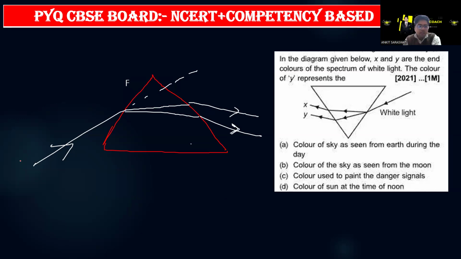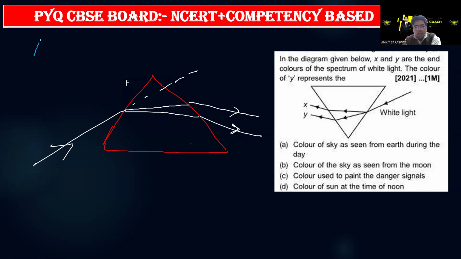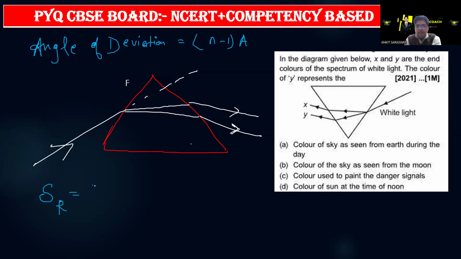So angle of deviation. I think you may or may not know one result, so I just want to explain. The formula for angle of deviation is (n minus 1) into A. Now, deviation is denoted by the symbol delta. Delta for red, you will write (n_r minus 1) into A.